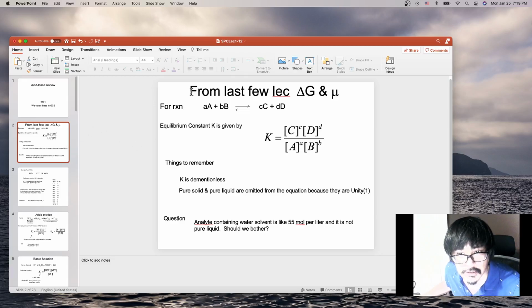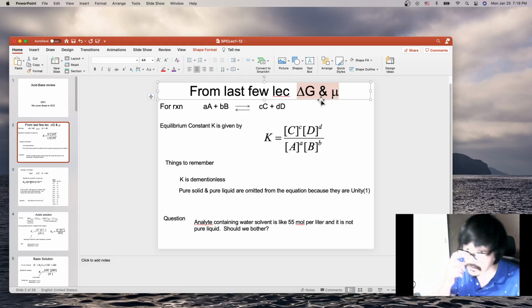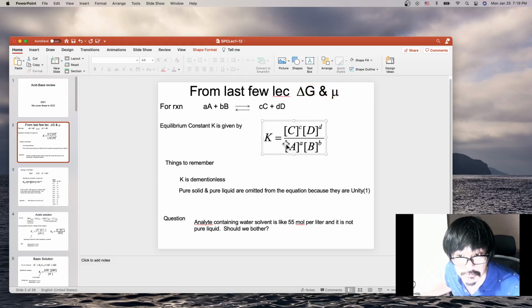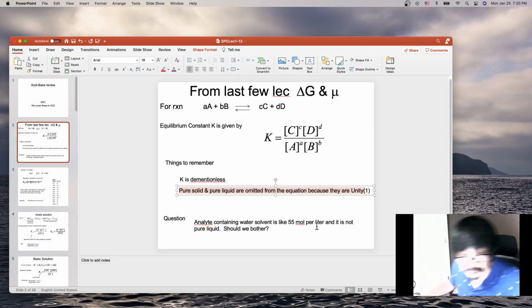From the last few lectures, we talked about this Gibbs free energy change and then the chemical potential, right? And by doing so, we derived some equilibrium constant or reaction quotient, right? And in that, we realized that K is dimensionless. And then I think this is from general chemistry, that pure solid and pure liquid are omitted from this one. I'm going to explain that one too, but let's try to think about why the solvent, like water, is not going to be in there.